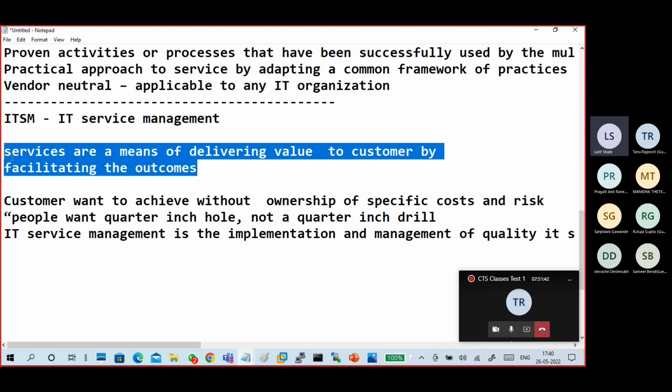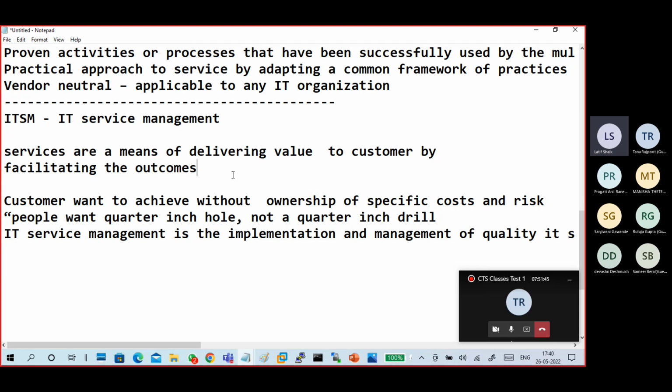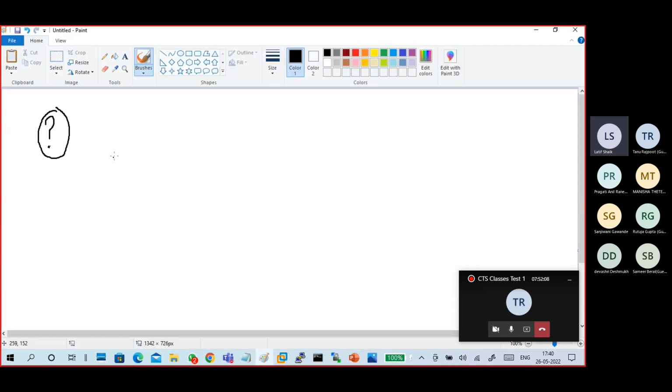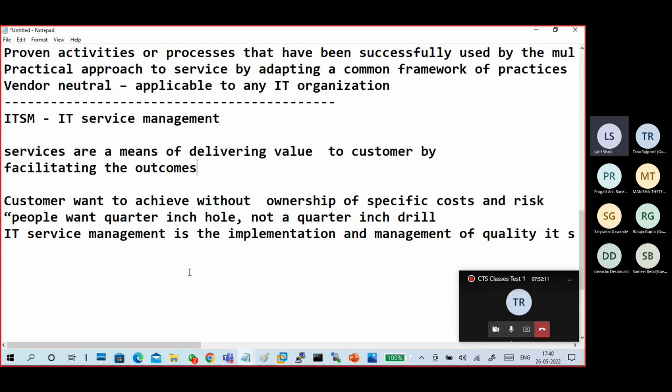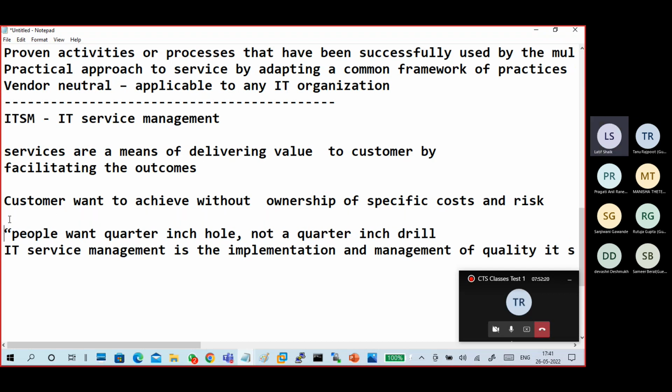Services are means of delivering value to the customer by facilitating outcomes. For example, you want a refrigerator. You have to go to the market, buy spare parts, or manufacture your own refrigerator. We are not doing that. We go to a shop, we pay money, or we go to Amazon. Select which refrigerator you want, pay the money, and the refrigerator automatically comes to your home. Home delivery is there now. No need to go to the shop also.